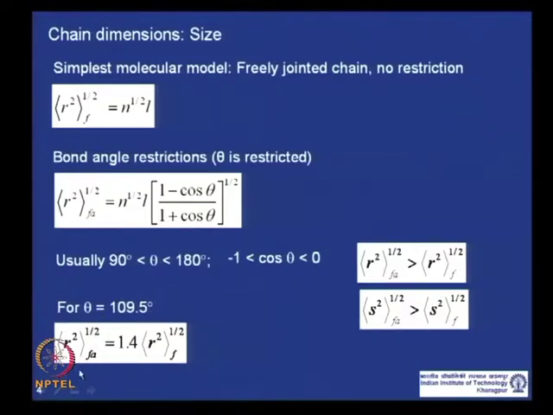So, basically, the root mean square end-to-end distance for a bond angle restricted polymer chain would be nearly about 1.4 times the freely rotating chain's RMS end-to-end distance.